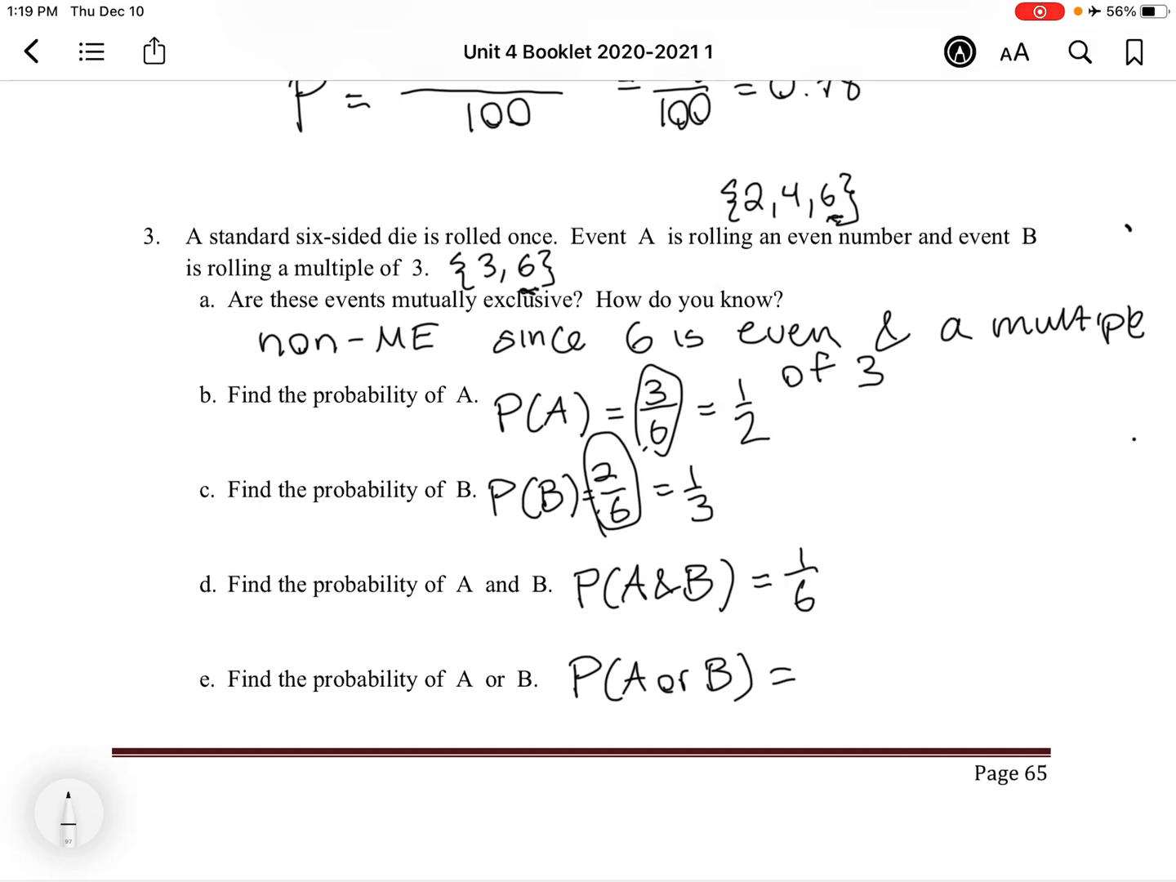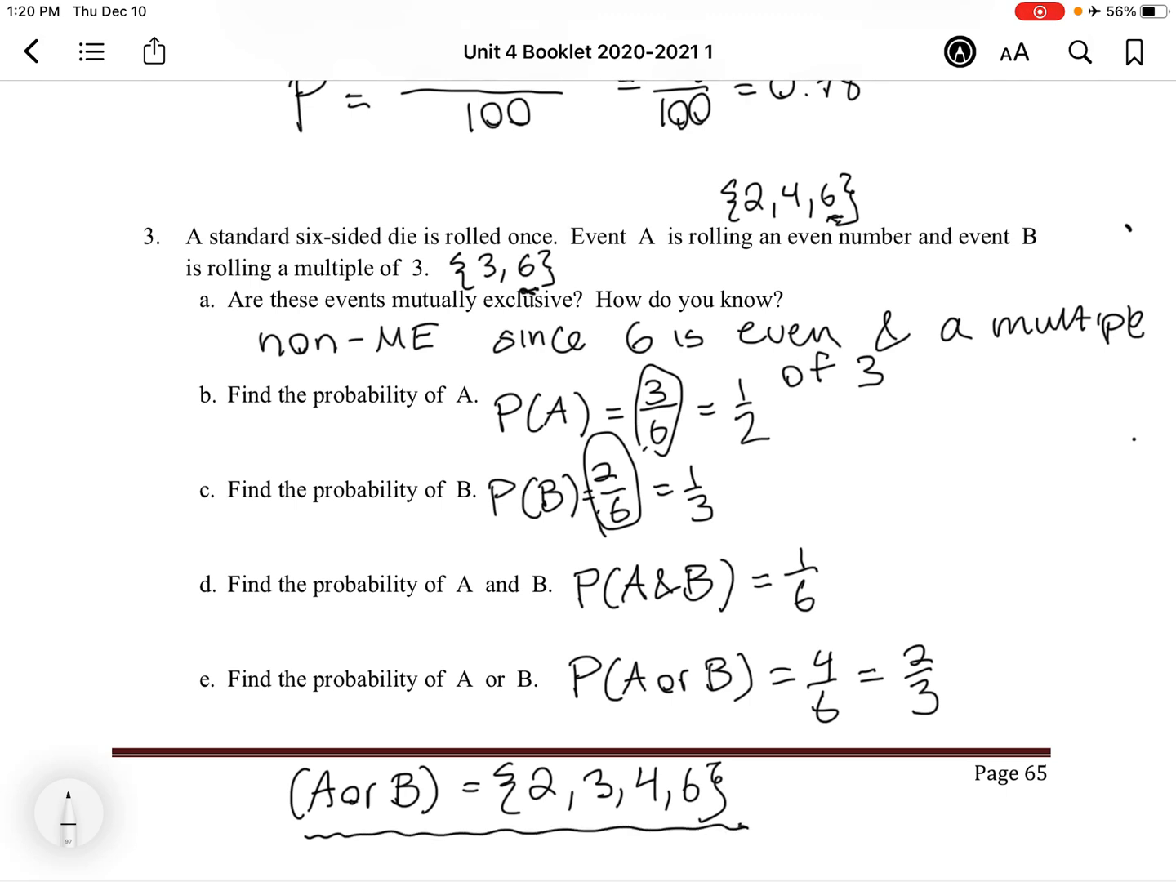And what you actually want to do is think about what is A or B. What works for that? It could be 2, 3, 4, or 6. You could get any of those results and that would work, right? So that would be 4/6, which is 2/3. If you added 2/6 plus 3/6, you're adding this outcome of 6 twice, and so you're double counting it. So a better strategy is to actually explicitly write this out so that you don't overcount it.